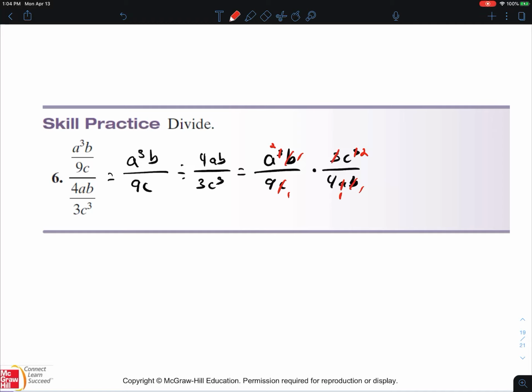And then of course the 3 goes into 3 one time, it goes into 9 3 times. So for my numerator, it looks like I have a squared c squared, and then my denominator looks simply like I have a 12. So just double check everything, make sure everything was canceled out correctly.